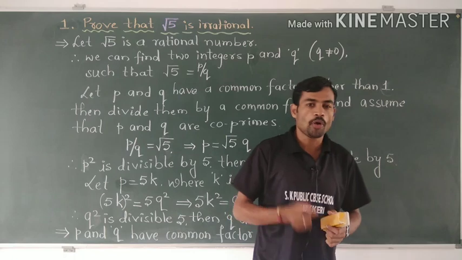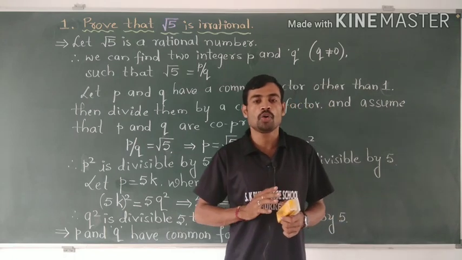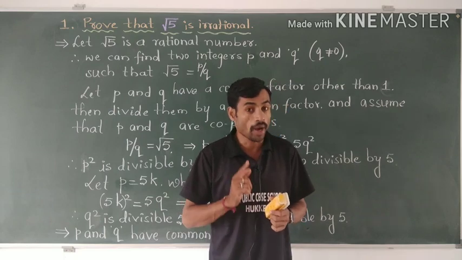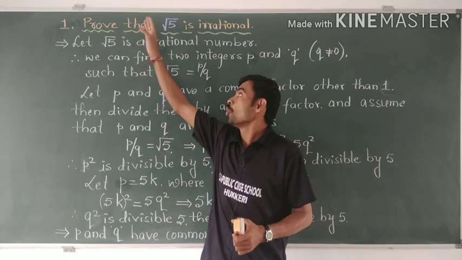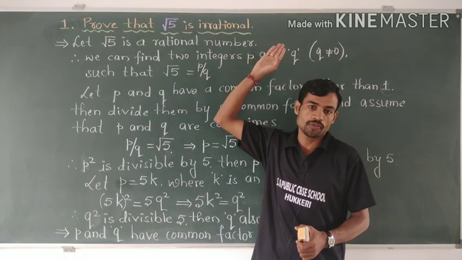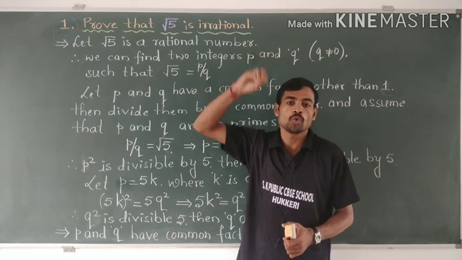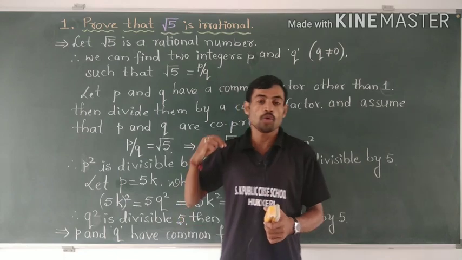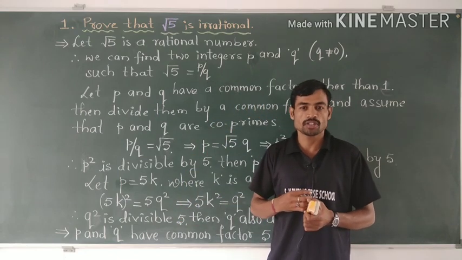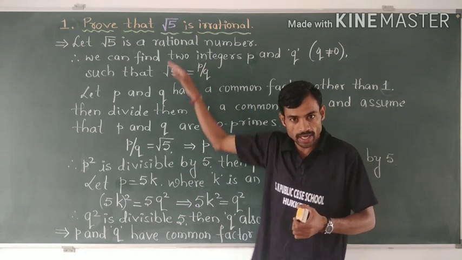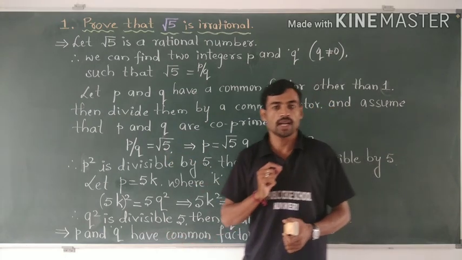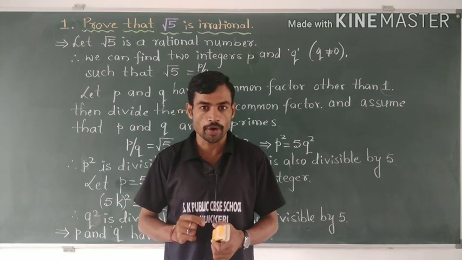And the second point is very important, as I told you in the previous class. Why? Because to prove that root 2, root 3, and root 5 are irrational numbers, we have to remember that second point.